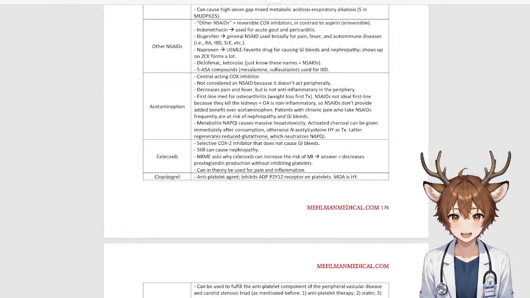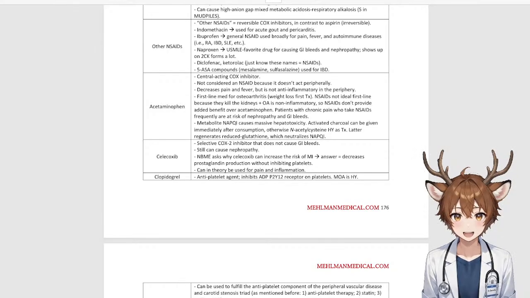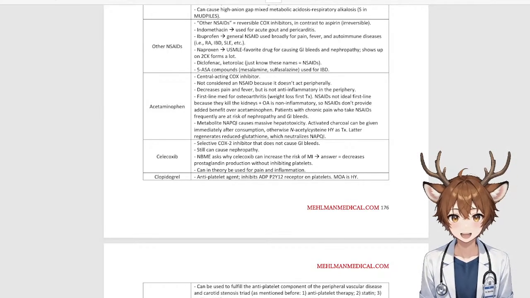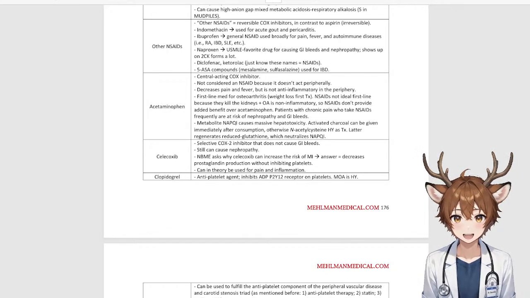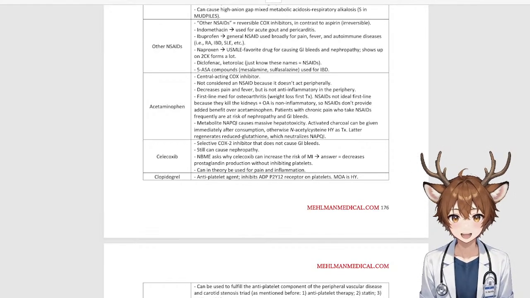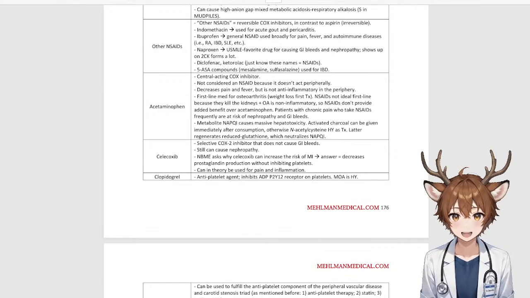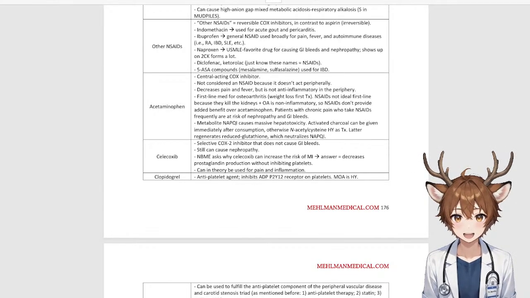First-line medication for osteoarthritis: weight loss is the first treatment for osteoarthritis, but this is the first-line medication. NSAIDs are not ideal first line because they hurt the kidneys, plus OA is non-inflammatory, so NSAIDs don't provide added benefit over acetaminophen. Patients with chronic pain who take NSAIDs frequently are at risk for nephropathy and GI bleeds.